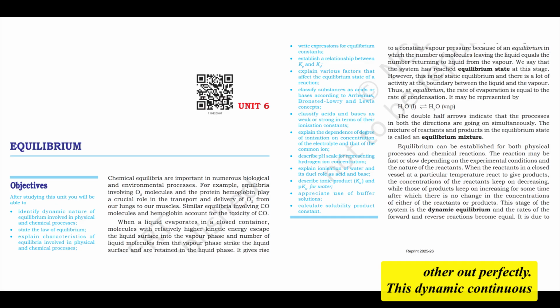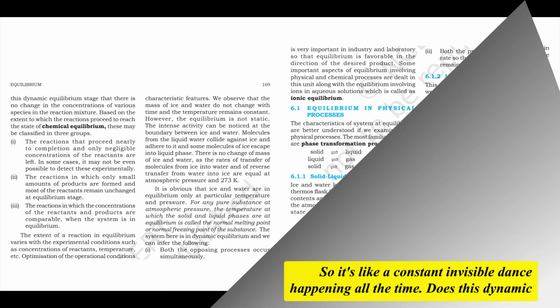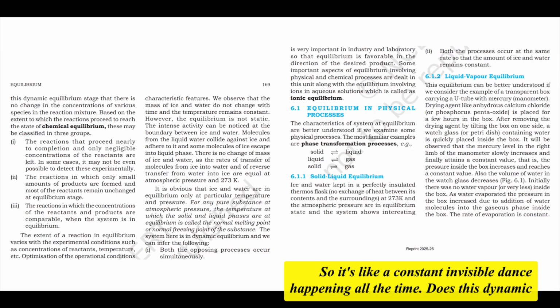This dynamic continuous activity is why we use those double half arrows, like H2O liquid ⇌ H2O vapor. It signifies that both forward and reverse processes are constantly in play. And the mixture of substances present at this point, we simply call that an equilibrium mixture. It's not a reaction that has just stopped. It's one that has found its perfect dynamic balance. So it's like a constant invisible dance happening all the time.